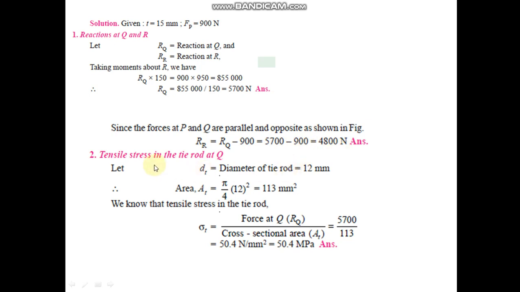Second thing, you have to find the tensile stress in the tie rod at Q. So stress is force upon area. Force you have calculated RQ 5700 and area is, because it's a rod, therefore it is circular and its area is pi by 4 d square, where diameter of the rod is 12. So put the value of diameter 12 and that is your area 113 square mm. Divide force by area, so you can get the tensile stress which is 50.4 megapascal.